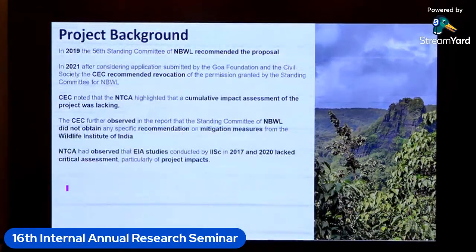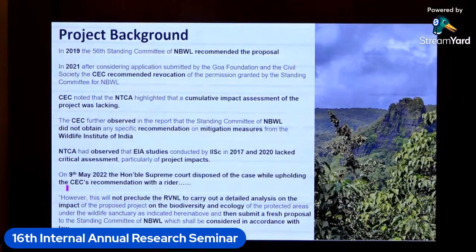To give a background of the project, in 2019, the Wildlife Board recommended the proposal, but the Central Empowered Committee looked into it and suggested that the proposal lacked strict mitigation measures, and so finally in May 2022, the Honorable Supreme Court disposed of the project, but with a turnabout that Rail Vikas Nigam can do a detailed analysis and submit a fresh proposal.